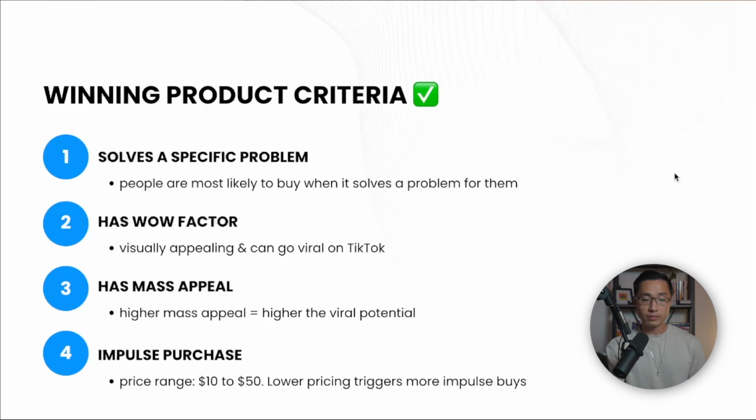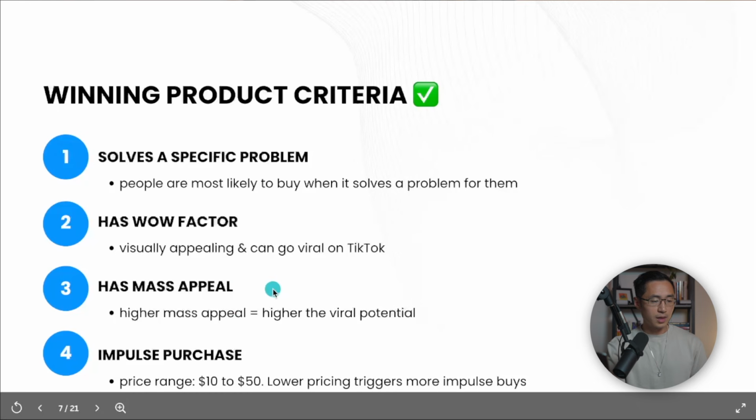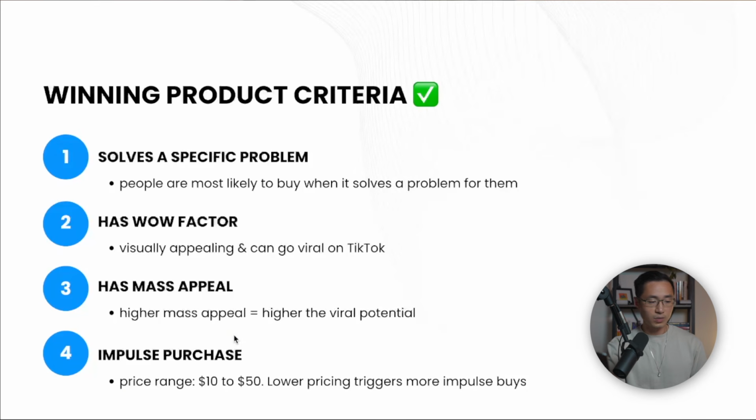So this is the criteria that I would follow to narrow down the product to see if it could be a winner. So first and foremost, the product solves a specific problem, because people are most likely to buy the product when it solves an actual pain point for them. Second is that it has a wow factor. So this could be something that is visually appealing and can go viral on TikTok. Next one is that it has mass appeal, because the higher the mass appeal, the higher the viral potential. And then the last one is that it could be an impulse purchase. The best selling price range is anywhere from $10 to $50, although there could be exceptions, but basically the lower pricing could potentially trigger more impulse buys.